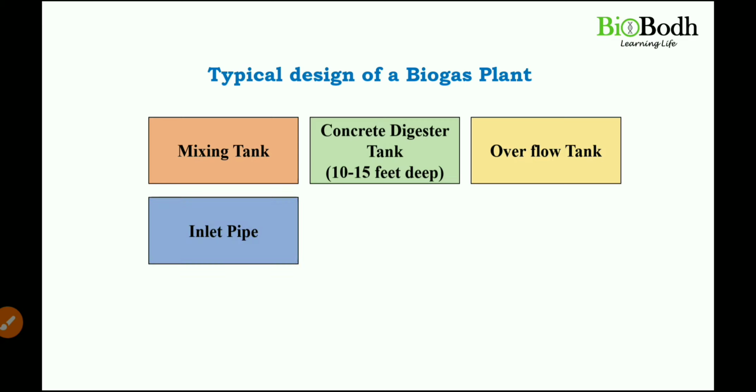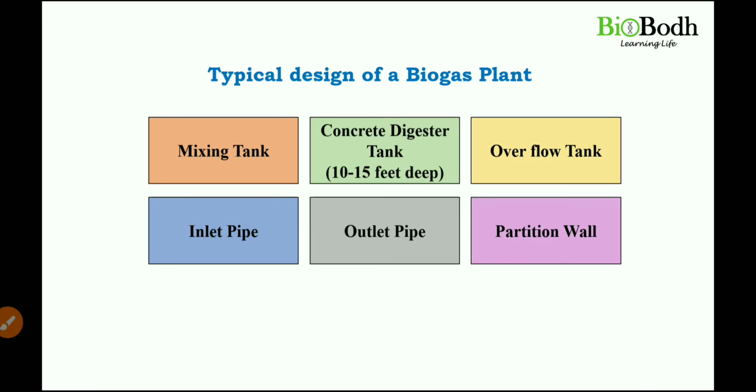Then comes the inlet pipe. The inlet pipe is the pipe which connects the mixing tank with the digester tank. Then is the outlet pipe. The outlet pipe connects the digester tank with the overflow tank. And then comes the partition wall. The partition wall is present in the digester tank.